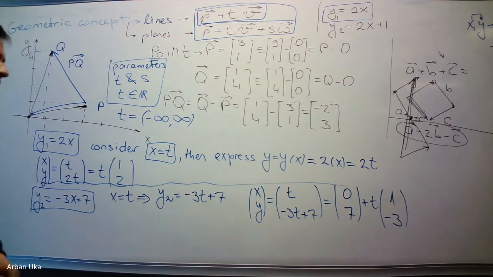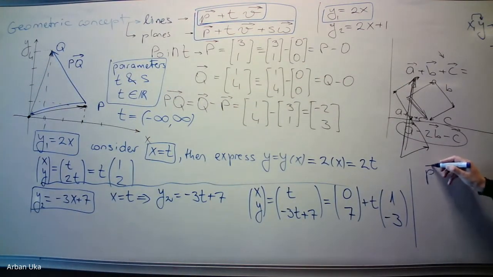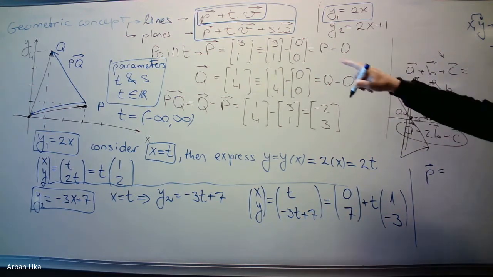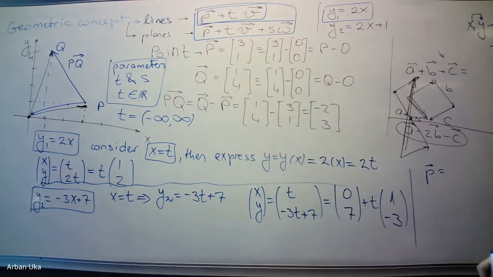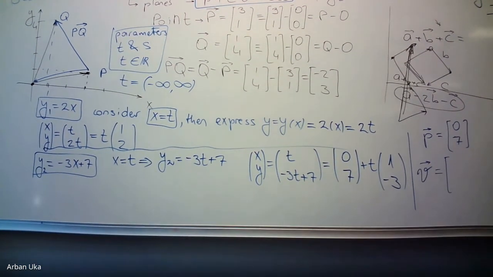So this is the parametric representation of this other line. This means that in this case the vector p, which is shown here, is equal to 0, 7. And how did we call it? V, which was representing the orientation of the line. This is 1, minus 3. So this represents the slope.